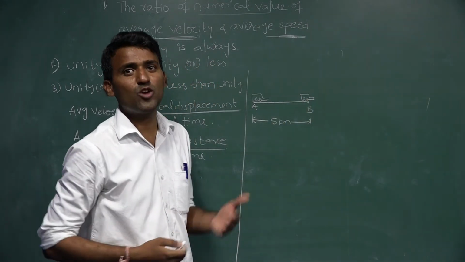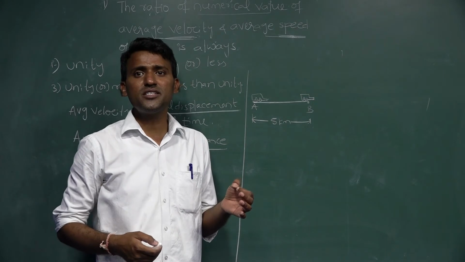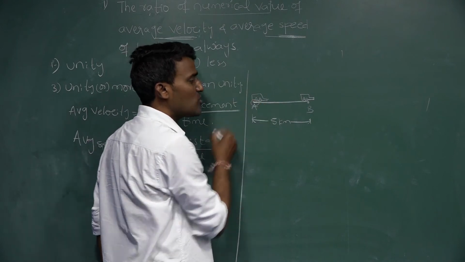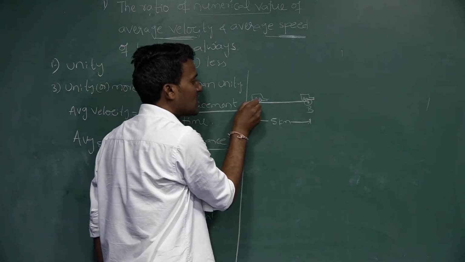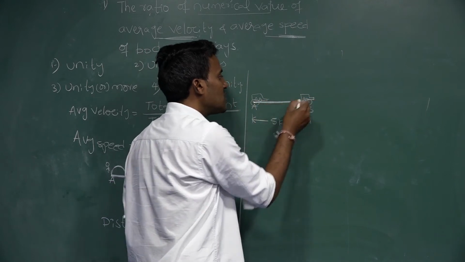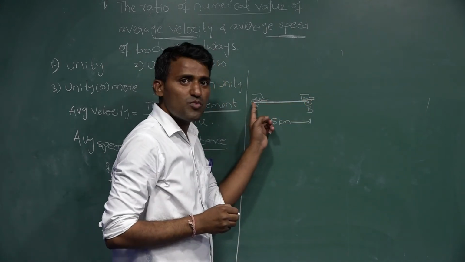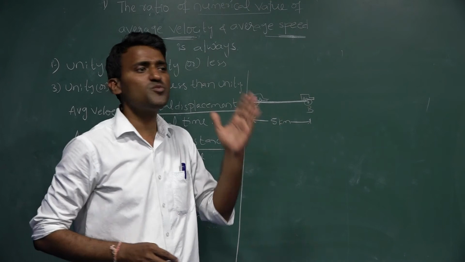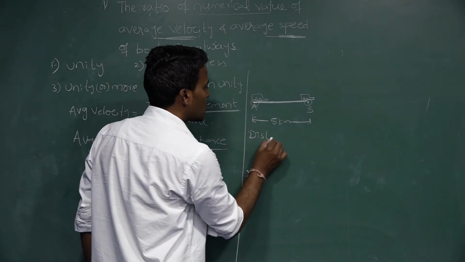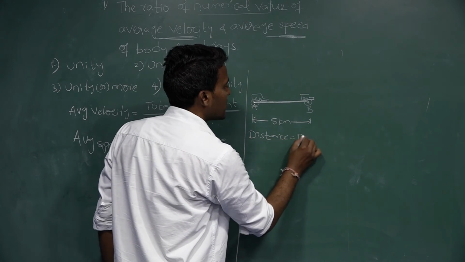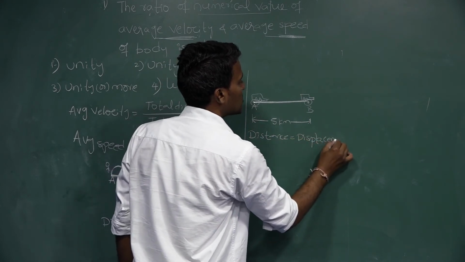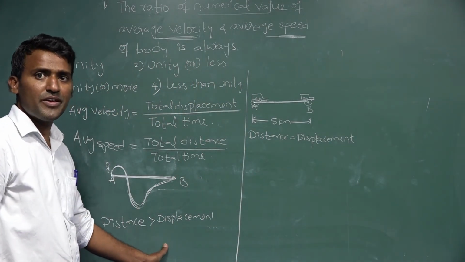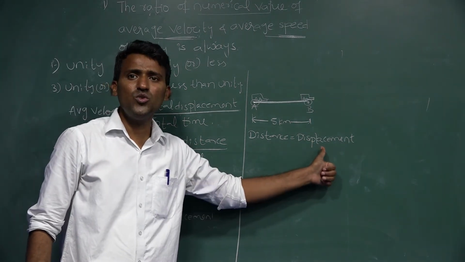What is displacement? According to the definition, the shortest distance from initial point to final point is called displacement. Here A is the initial point and B is the final point. We have to draw the line from initial point to final point. See here, along the straight line, distance is equal to displacement. So in the earlier situation distance is greater than displacement, and in this situation distance is equal to displacement.